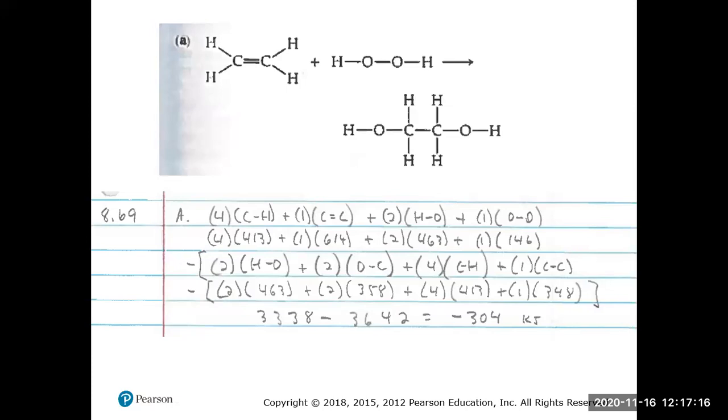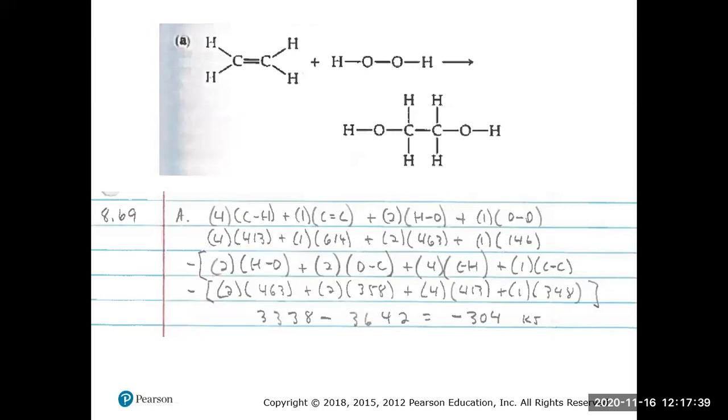The next compound, you have 2 OH bonds, and you have 1 OO bond. So you look up the enthalpies for that. So that's what the numbers, the 413, 614 on down the line are there. Those are just the values you would look up.